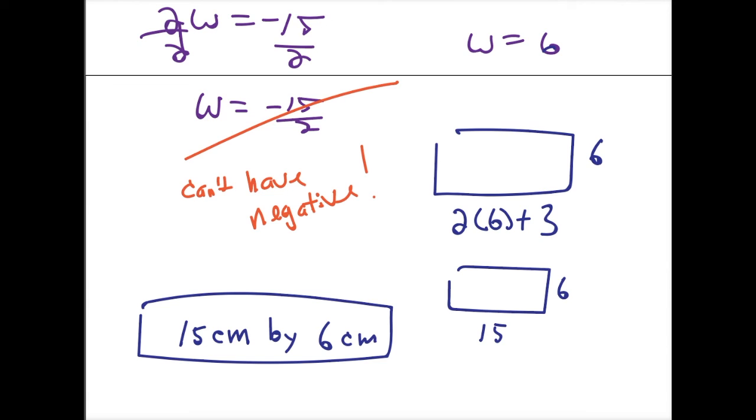And you can check this answer, by the way, because 15 times 6 is 90. And the length is 3 more than twice the width. So I'm going to double my width, which is now 12, and add 3 more to it, which is 15.